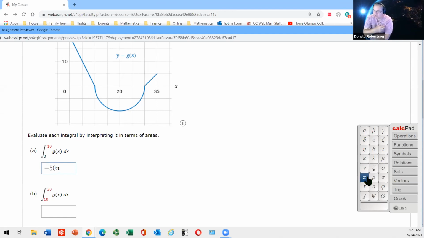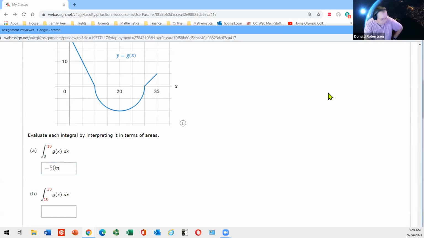So don't get too caught up on the engineer's mindset, where everything has to be a decimal or a number or a fraction. In mathematics, when we want exact values, we actually try to avoid those things, unless that's what they're equal to. So 50 pi or minus 50 pi is exactly what we want.